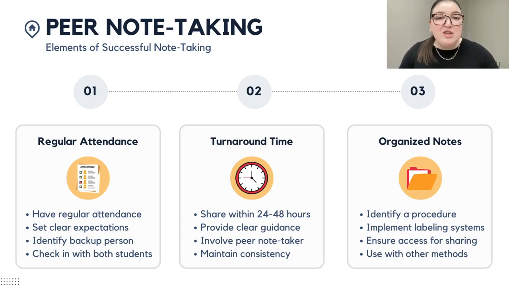And finally, it's important to express to students the importance of having organized notes in the peer note taking process. They can identify a procedure for note taking, whether that be guided notes or collaborative notes. It's important that students implement a labeling system so that it's clear where the notes are from. This could include, for example, the date, the class session title, or any other information that aligns with the syllabus and/or Canvas. It's important to ensure access for sharing, even something as simple as making sure that the document is viewable by the student receiving the notes.